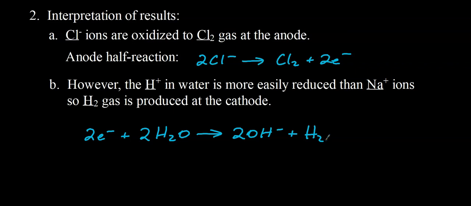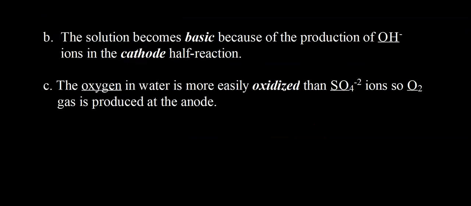There's another equation that shows the oxidation of water. In that case, it would be technically the oxidation of oxygen to oxygen gas, and that reaction actually produces hydrogen ions, as we'll see later. All right, so back to this: the solution becomes basic because the hydroxide ions are produced in that half reaction. Letter C is not correct there. That's for a different one. Let me get rid of that.